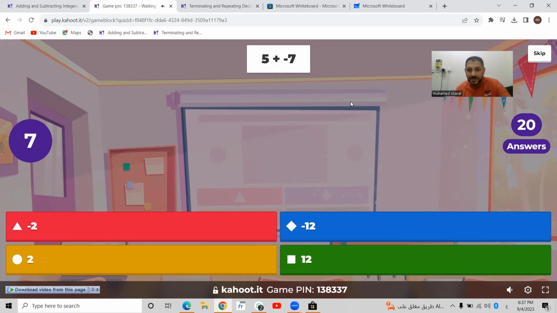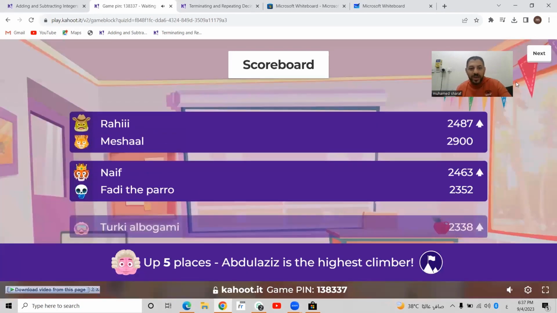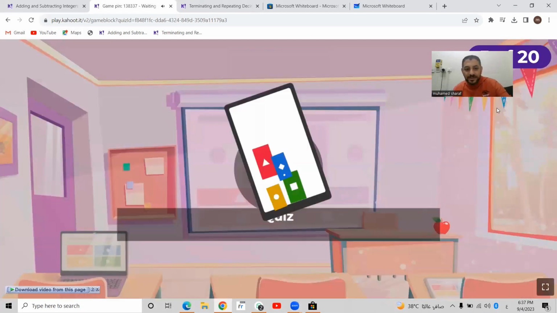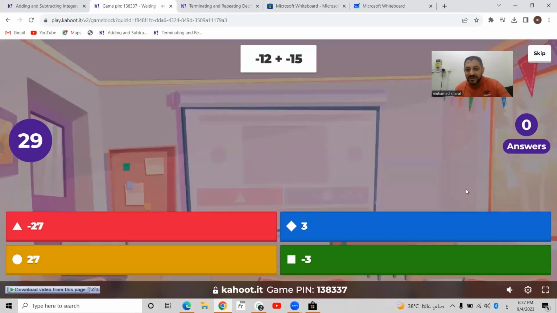How many mistakes? Okay. So we have Rahi again in the top. Guys, the session is about to finish. No, we still have 9 minutes. That's great. Okay.